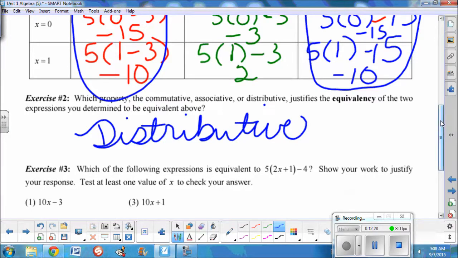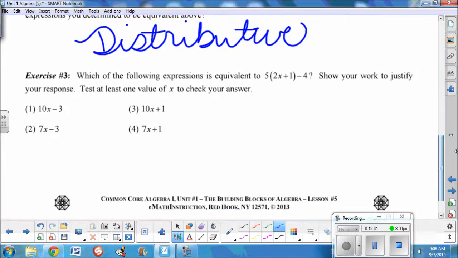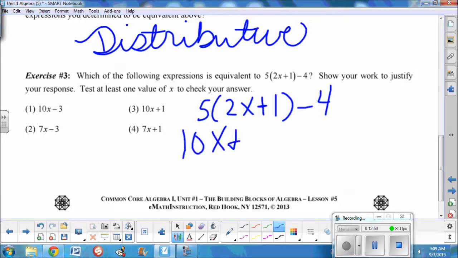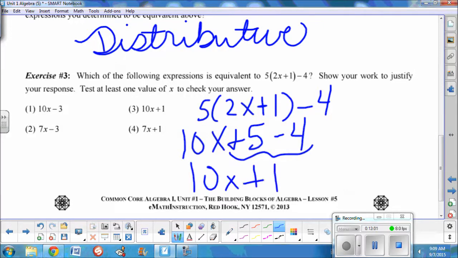Okay, exercise 3. Which of the following expressions is equivalent to 5 times the quantity of 2x plus 1, minus 4? Show your work to justify your response. Test at least one value of x to check your answer. So I've got the expression. I'm going to use the distributive property. And I know it's 10x plus 5 minus 4. Those are my like terms. 10x plus 1. So it looks like that's my answer.